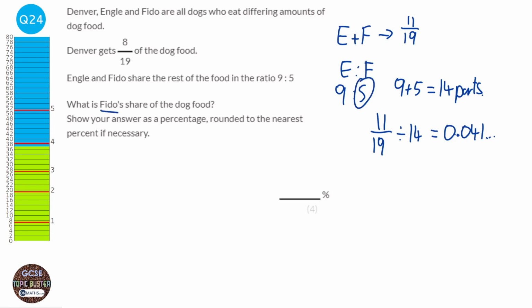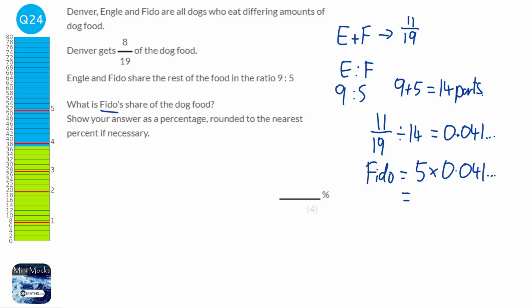Well, Fido has 5 parts. So Fido has 5 parts, each of them worth 0.041 and so on. I've kept it in my calculator to keep the accuracy, and when I do that I get 0.206 and so on. Now we're asked to work it out as a percent, so I'm just going to times that by 100.